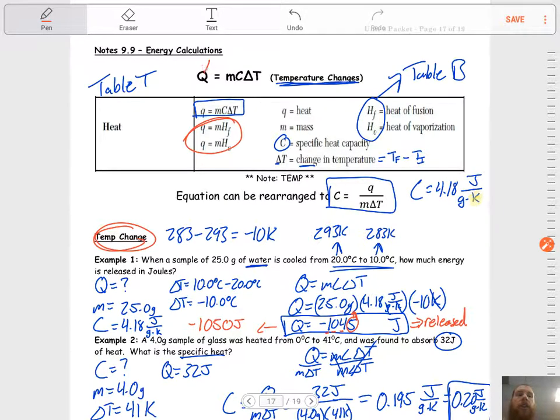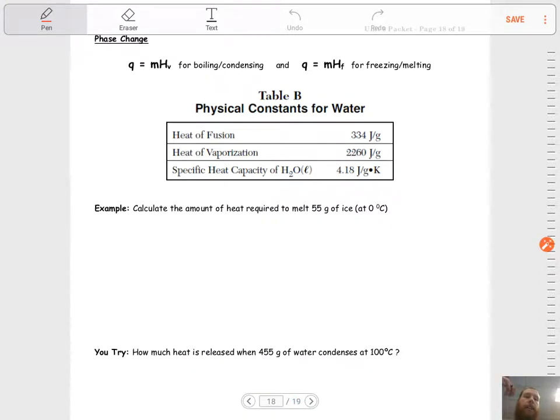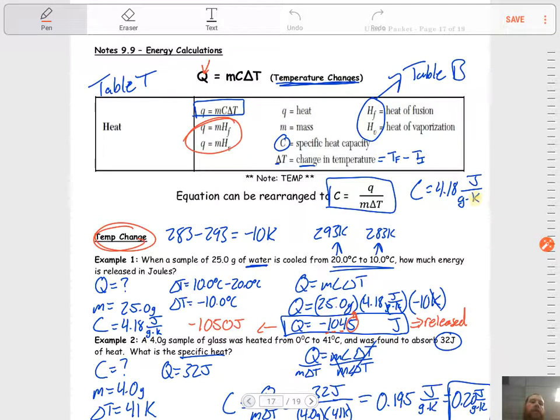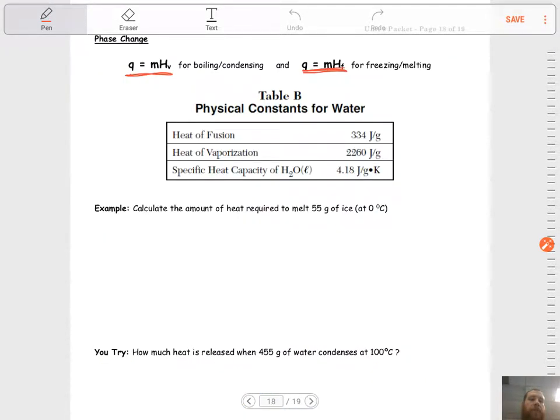Notice, guys, I just realized this, Q can be either capitalized or lowercase. You're going to see it both ways. Don't get confused, it means the same thing. Some people will capitalize it, some will lowercase it. Don't stress about that. So now we have Q equals MHV and Q equals MHF. Remember, all of these variables are defined for you on table T. HF and HV are heat of fusion and heat of vaporization. Okay, so this is table B right here. Fusion. You've got to know what these two terms mean. Fusion relates to what two states of matter?